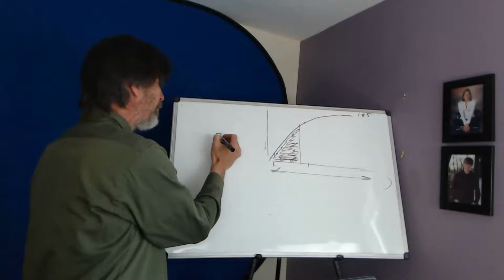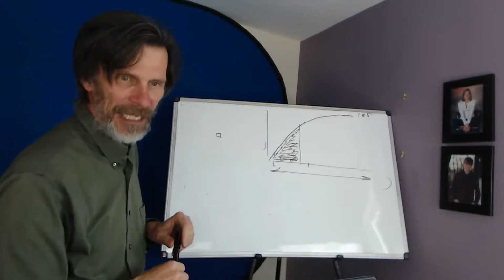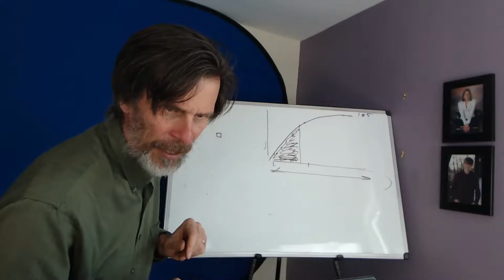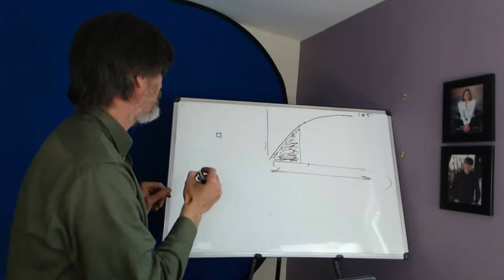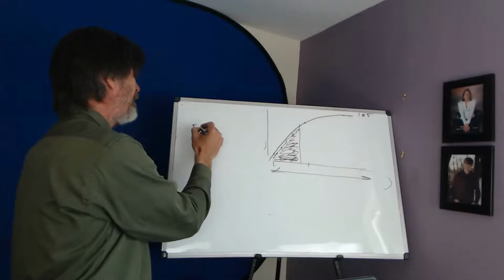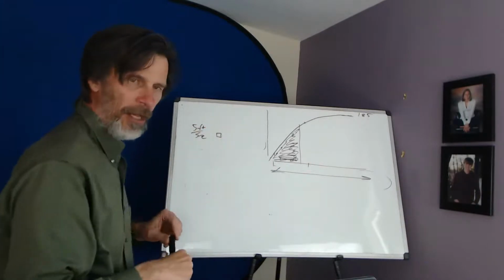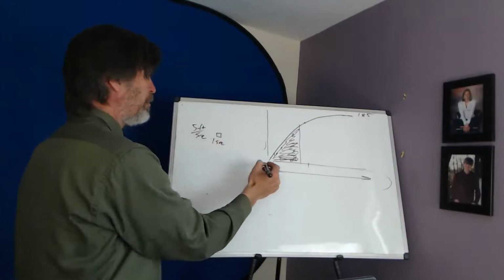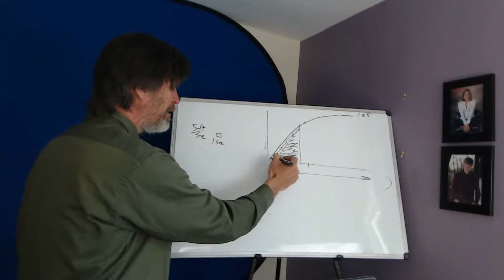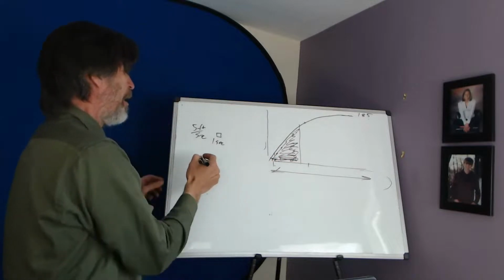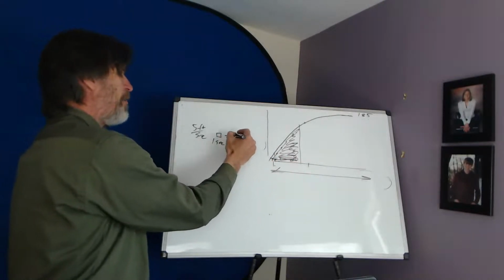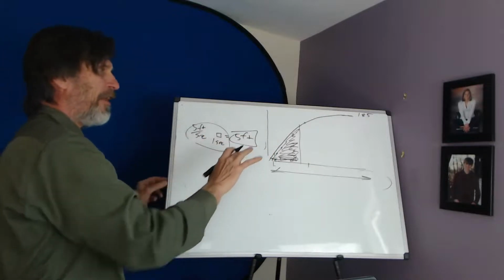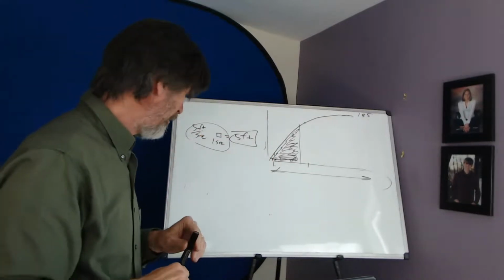You could look at each of those little blocks and attempt to count them. Each block is 5 feet per second tall and 1 second wide. So if you count every single block under there and multiply that by 5, because each block represents 5 feet of fall, you could do that.